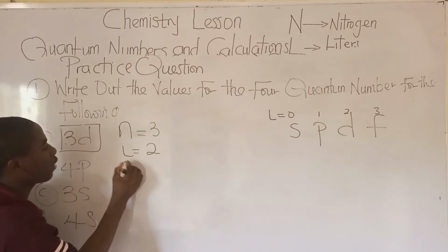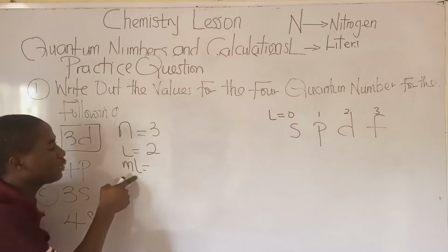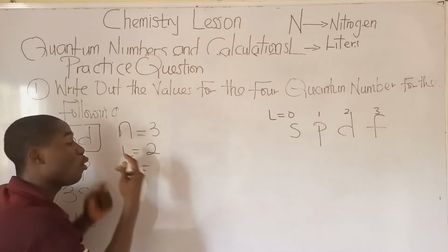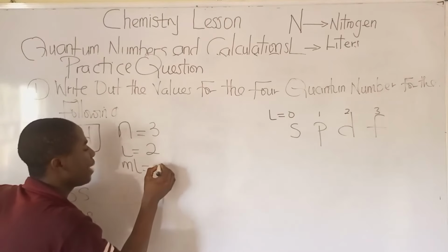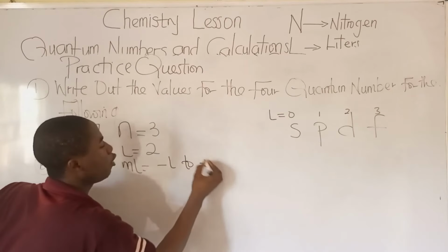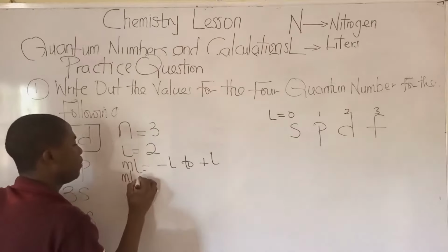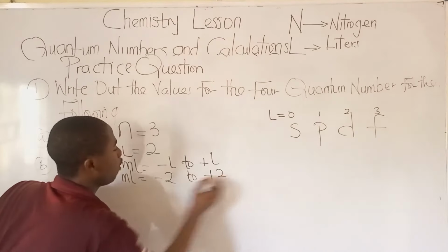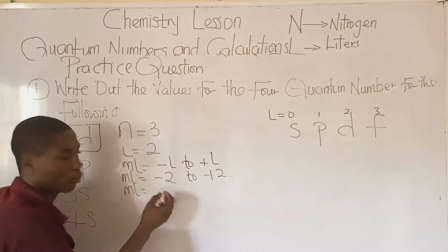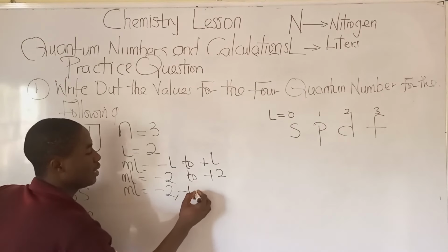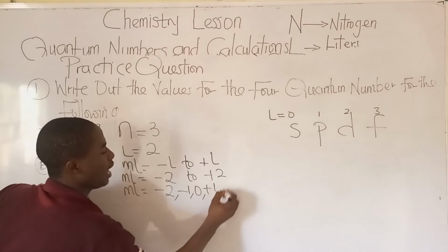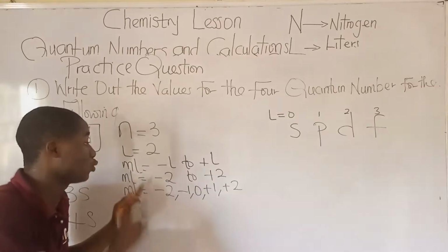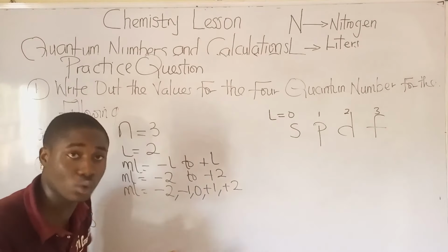Now, how do we get our ml value? Remember, to get our ml, we have to look at our l value given. It ranges from minus l to plus l. Our l value is 2, so minus 2 to plus 2, which is minus 2, minus 1, 0, plus 1, and plus 2. All these are the numbers we are to get for our ml when l is equal to 2. It's very easy.